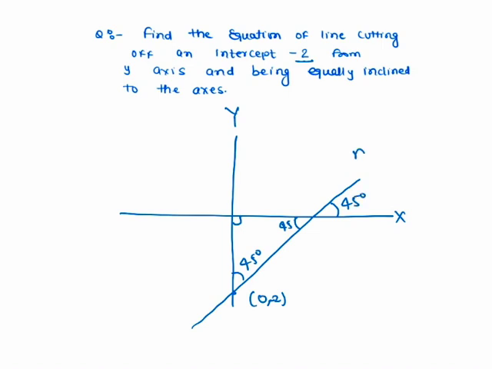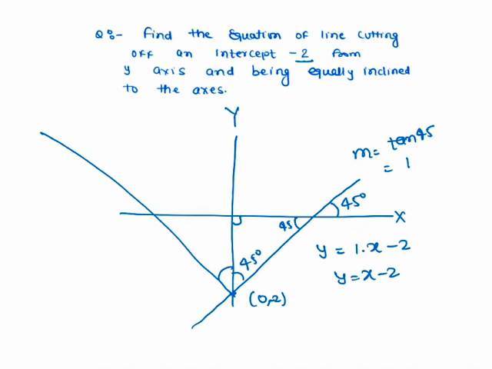Now slope is m equals tan 45, so this equals 1. So the line equation will come from y equals mx plus c. We can use m is 1 into x plus c, which is minus 2. So y equals x minus 2. One more line we can draw passing through 0 comma minus 2 on the other side.